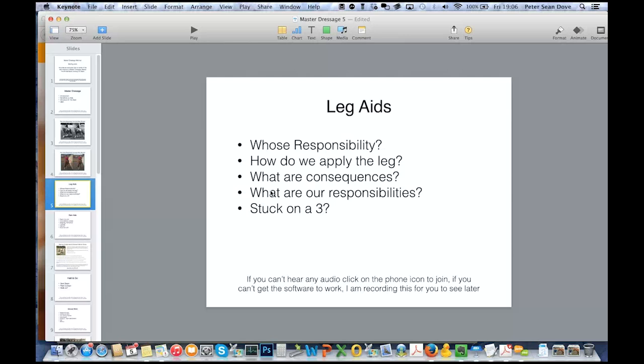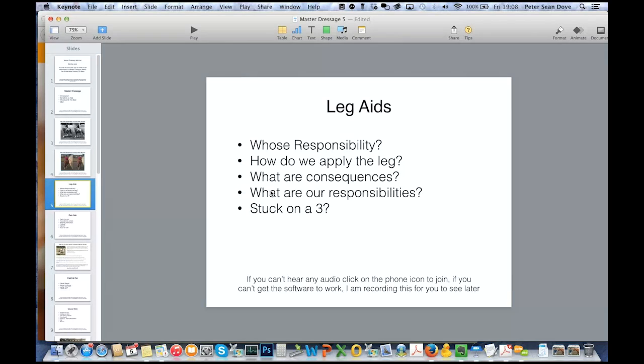It's really important for there to be a release. A lot of people squeeze and they don't let go, and you need to be able to have a release so that it's a clear signal which doesn't last for any period of time. The only way to make the horse sensitive is to give lighter and lighter aids and not have this constant pressure on. So what are the consequences when the horse doesn't respond to your leg?